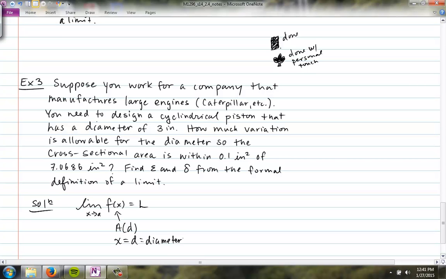Some other things, what do we have? What is our area as a function of diameter in general? You know, what is that? Well, we know cross-sectional area for a circle is pi r squared. So the way we can put that in terms of d is just substitute in that the radius would be the diameter divided by 2. This is for a circle. And simplify. So we have pi d squared over 4.